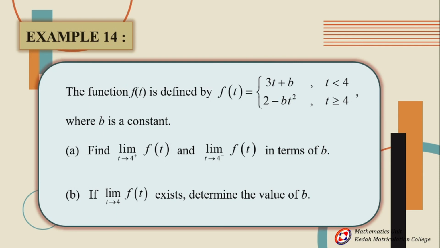Example 14. The function f(t) is defined by f(t) equal to 3t plus b when t is less than 4, and f(t) equal to 2 minus bt squared when t is greater than or equal to 4, where b is a constant. A. Find the limit of f(t) as t approaches 4 from the right, and the limit of f(t) as t approaches 4 from the left, in terms of b. Question B. If the limit of f(t) as t approaches 4 exists, determine the value of b.